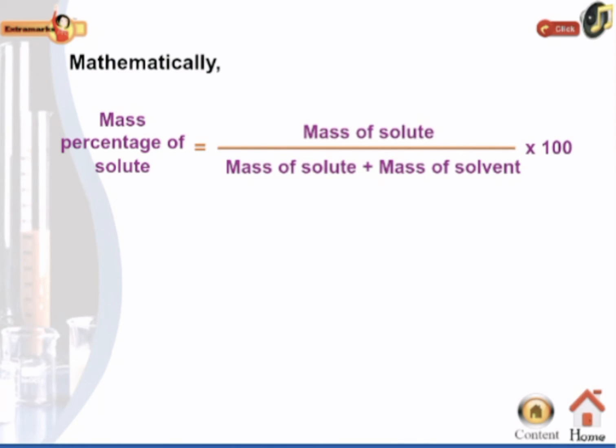Mathematically, mass percentage is expressed as follows. Mass percentage of solute is equal to mass of solute upon the sum of mass of solute and mass of solvent into 100.